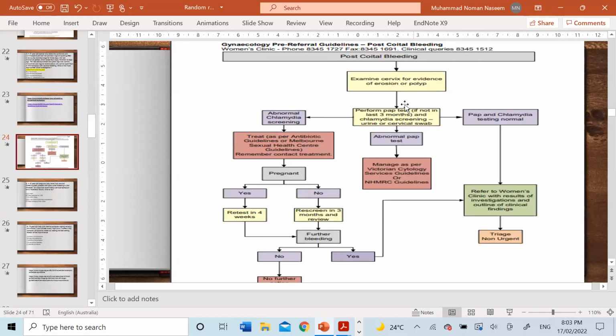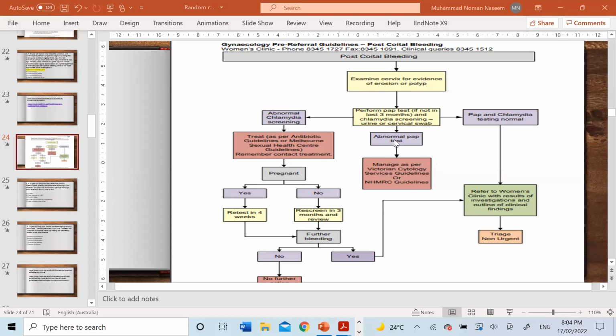Now, this is for the postcoital bleed. All right, perform pap smear. Examine the cervix for evidence of the erosion or polyp. Perform pap smear if not done in the last 3 months. Do the chlamydia screening of the urine and cervical swab. If the STI screening is positive, treat as such. If the pap test and other things are normal, then no need to do anything else.